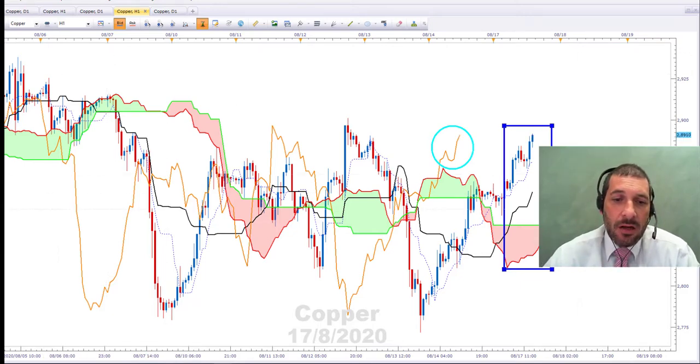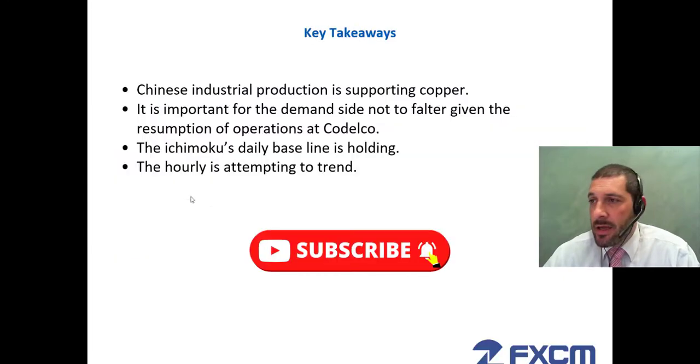Let's just close off with some key takeaways. The key takeaways here is that Chinese industrial production is supporting copper. It's important for the demand side not to falter because there is a resumption of operations at Codelco. So it's all about demand versus supply. And if this demand side falters, in other words, the Chinese industrial production falters, that could put pressure on the base metal. We do note that the Ichimoku's daily baseline is holding and that the hourly Ichimoku is attempting to trend.